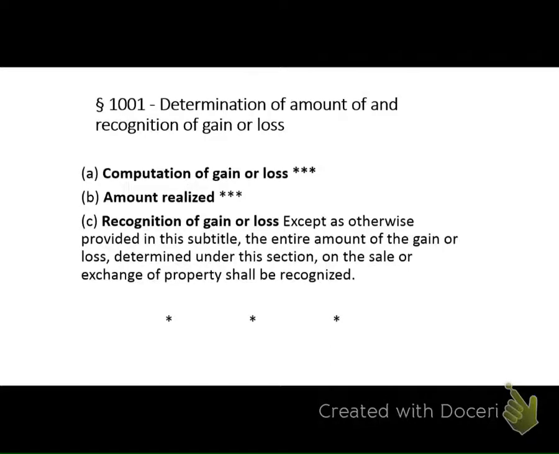We know that 1001(a) gives us the formula that a gain is equal to the amount realized minus the adjusted basis. Section 1001(b) tells us what amount realized is. We know that amount realized is the fair market value of everything that you receive in exchange for the property. The adjusted basis is your adjusted basis in the property.